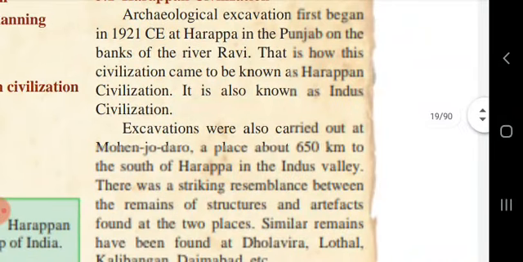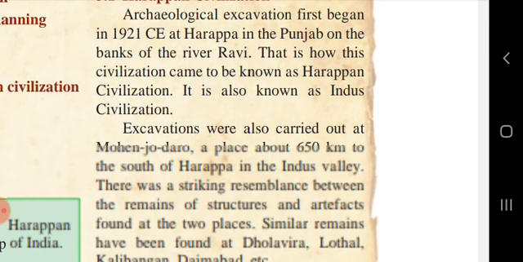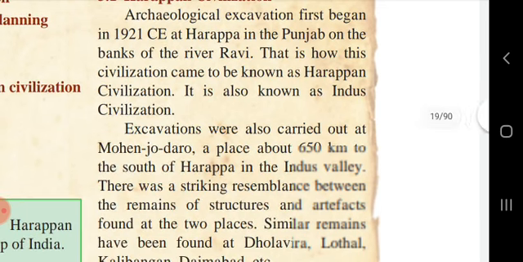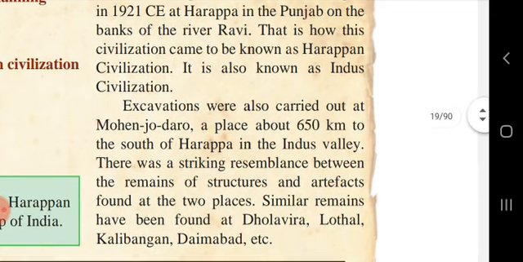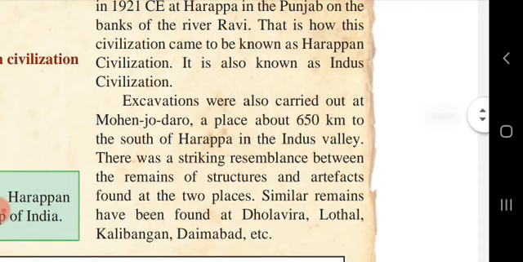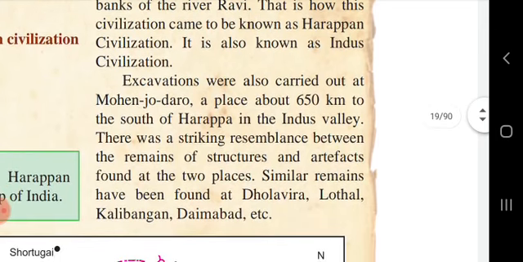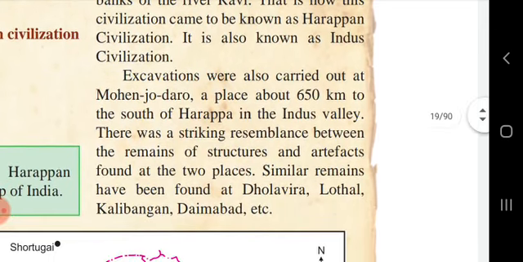In this we have studied that the term Harappan civilization refers to the ancient Indian civilization, and it was discovered on the banks of the river Ravi in the year 1921. It is also known as Indus civilization, as human settlements similar to that at Harappa were discovered in the Indus Valley at Mohenjo-daro, Dholavira, Lothal, Kalibangan and Daimabad.